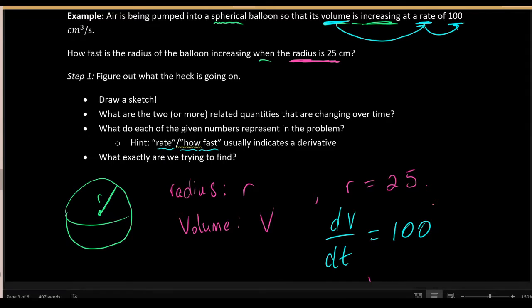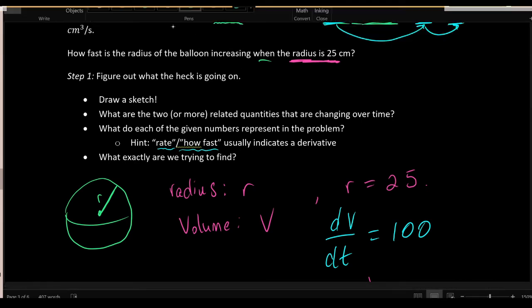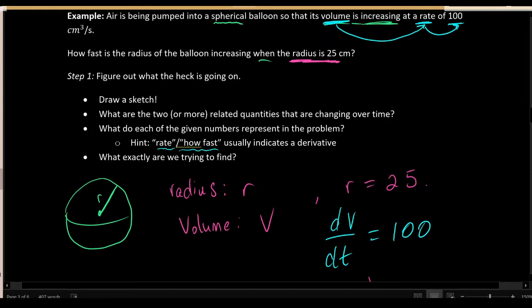So that's the significance of the second number that's given to me in this introductory information. The next thing that I'm going to do is try and figure out exactly which quantity in this problem they're actually asking me to find. What are they asking me for?